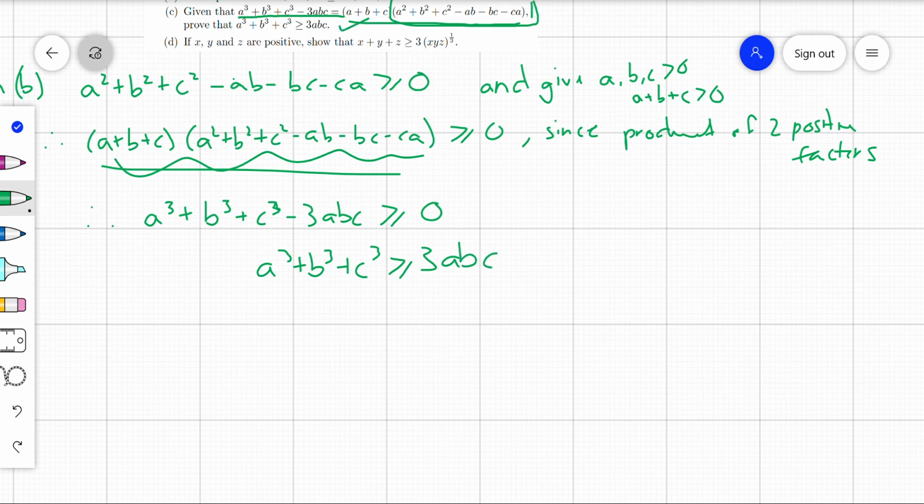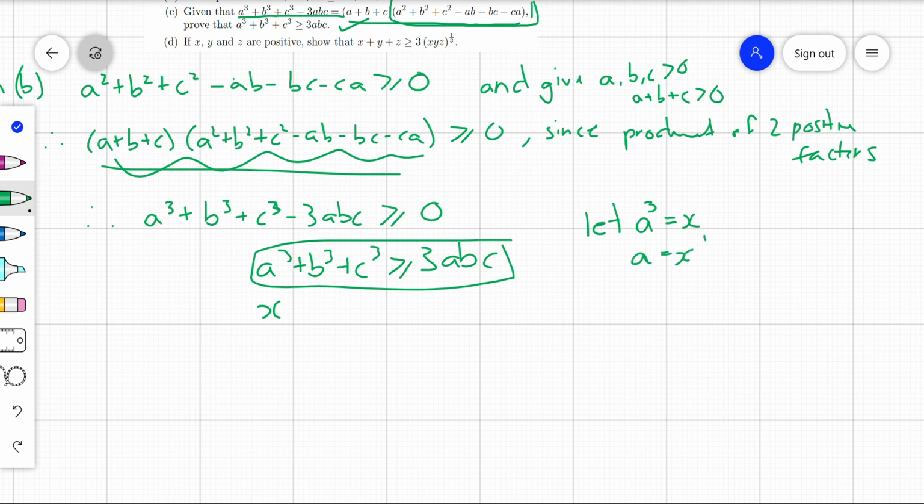So then part d just says if x, y, and z are positive, show that x plus y plus z is greater or equal to 3 times (xyz) to the power of a third. So really you can see that all we're doing is, it's this same equation, we're just subbing in. So we're letting a cubed equal x. So in effect we're letting a equal x to the third. So if you need to figure it out, b would equal y to the third, and c equal z to the third.